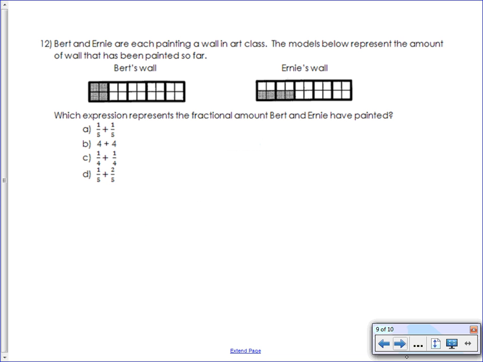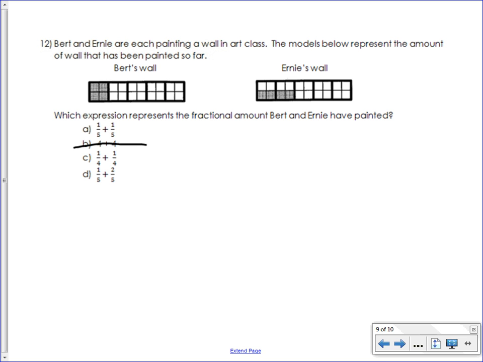And number 12, Bert and Ernie. Bert and Ernie, come on, Sesame Street. Are each painting a wall in art class? The models below represent the amount of the wall that has been painted so far. Which expression represents the fractional amount Bert and Ernie have painted? All right, so we're going to look at the first one. First of all, it says it's a fractional amount. And there's one here that has 2 wholes. So I'm going to automatically eliminate that.